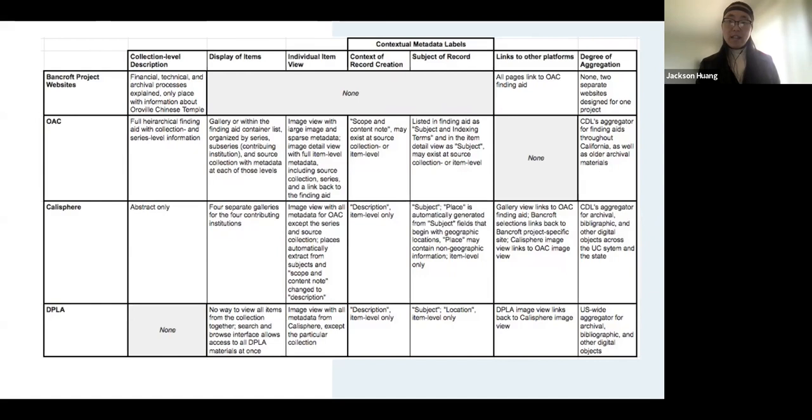The collection is organized thematically with contributing institution sub-series, and under that there are separate sub-sub-series for source collections to try to keep materials that were from the same source collection together. Calisphere itself breaks down the collection into four separate galleries by contributing institutions. So there's a separate collection for the materials from the Bancroft, from the Ethnic Studies Library, from the Oroville Chinese Temple, and for the California Historical Society, which probably has to do with the technical organization of how Calisphere works. That centers provenance, allows them to provide additional information about certain contributing partners, and allows faceting by institution. It does, however, disperse what is originally a single collection into four separate galleries that can't really be linked to each other. DPLA scrapes Calisphere's item level records only.